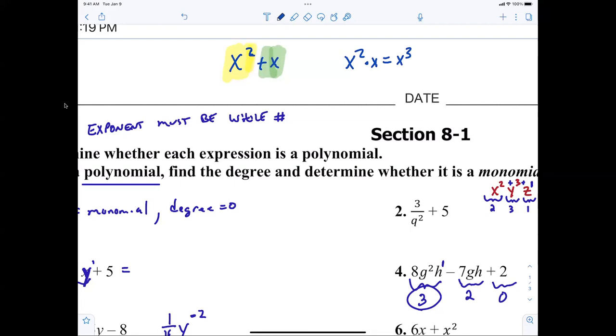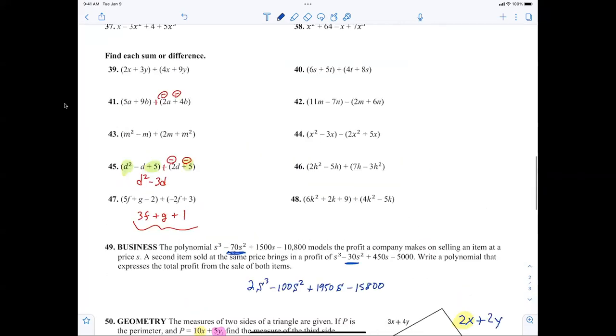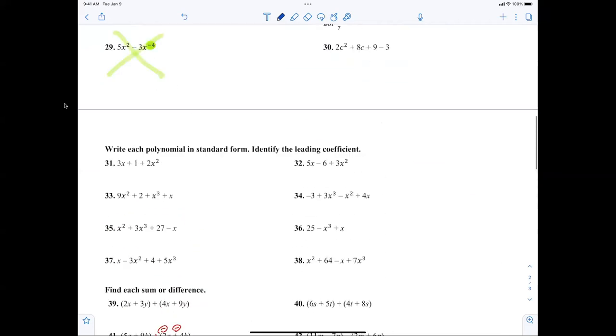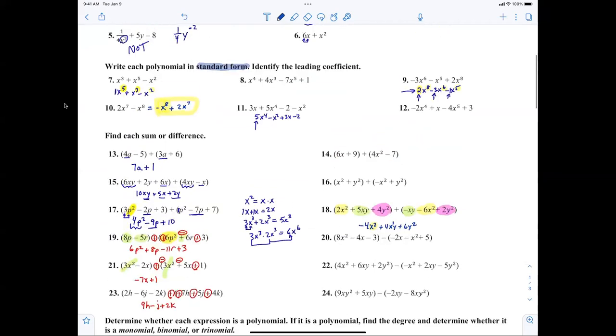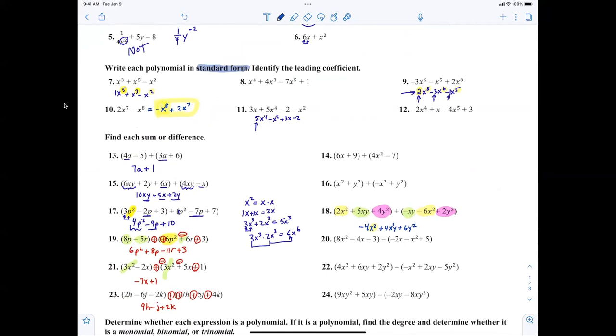But then if you do x squared plus x squared plus x squared, what is that? 3x squared?